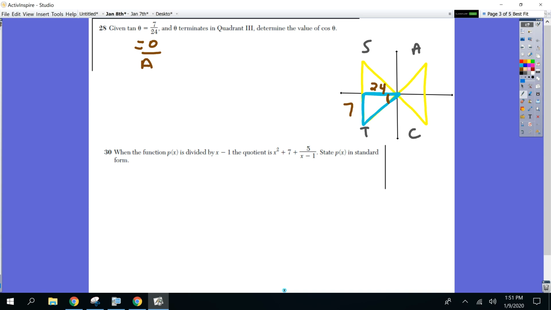Oh, I got you. Negative 24. Why? Because I'm on this side of the x-axis and this side of the y-axis. Yep. And we're looking for cosine. Cosine's equal to what now?